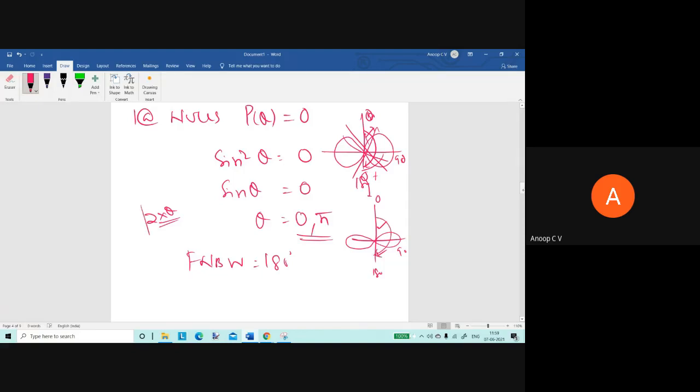Here you can't write 2 theta like that. So please be clear with the concept. Here if you write 2 theta, you will again get 0. That will be a wrong answer. The nulls will happen at 0 and 180 degree, so the beam width between nulls is 180 degree. But if it was cos square theta, we got theta equal to 90 degree and all those steps, so it was straightforward. But in this case, I hope you understood.